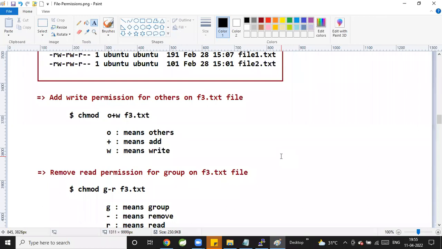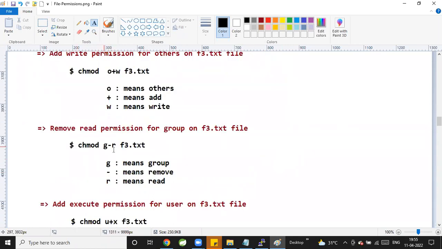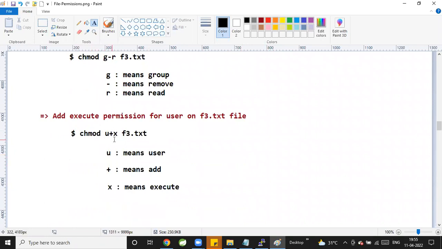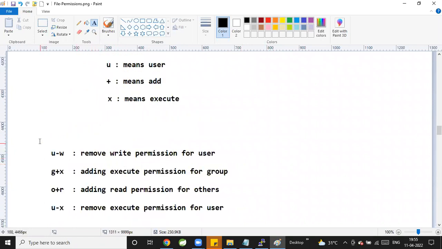O plus W, that means adding. Plus left side is to whom you want to give the permission, right side is what permission. O plus W, for others, add the write permission. G minus R, for group, remove the read permission. U plus X, for user, add the execute permission. That is the meaning. Now, here we have seen U minus W, G plus X, O plus R, U minus X. So like this, we can play with file permissions by using chmod command.